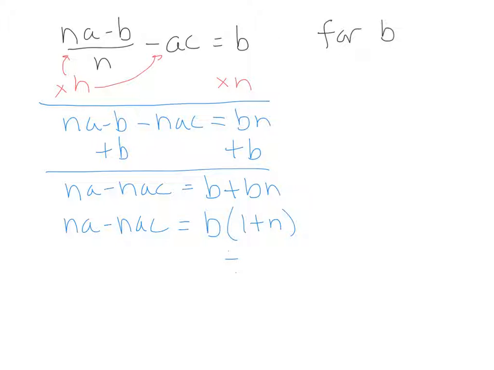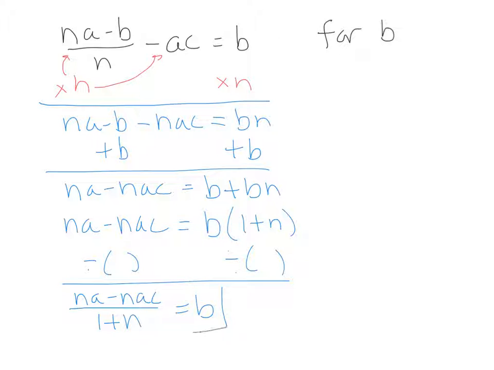Now we're going to divide by that lump, divide by the lump again, and that's going to give us our nice simple answer of na minus nac all over 1 plus n. And that would be what b is equal to. Of course, we do want our restriction, and our restriction in this case is that n is not allowed to be -1, because if n was -1, in any substituting that we were doing, you would get a denominator of 0.